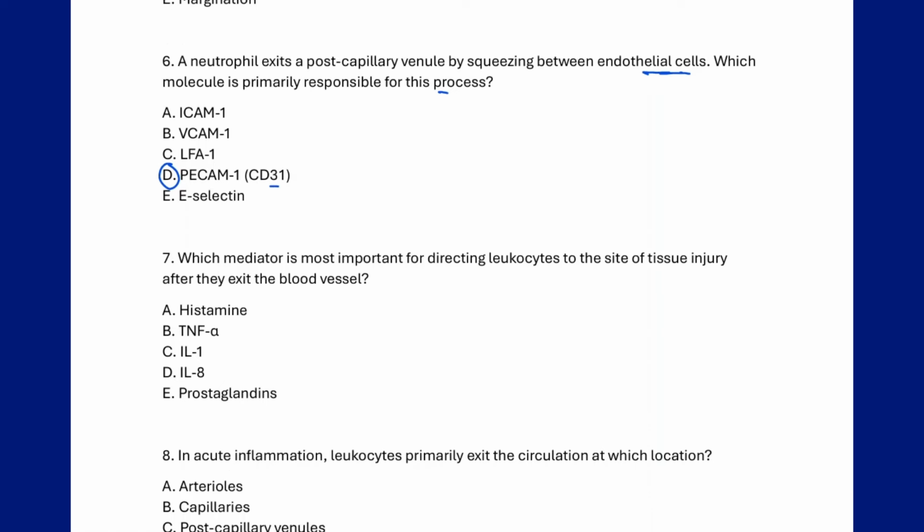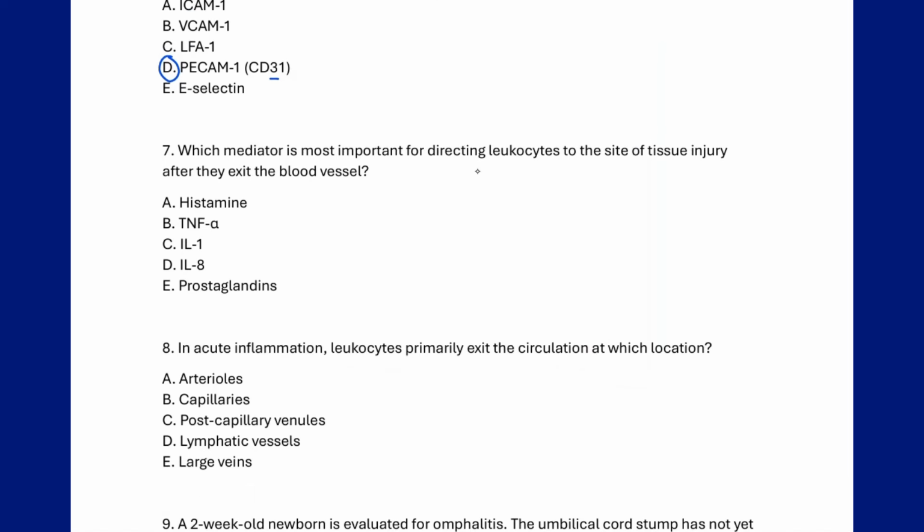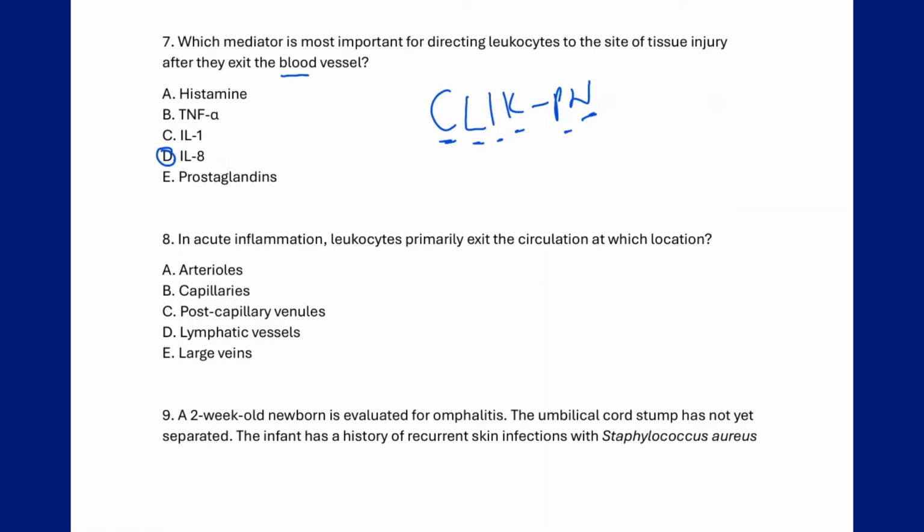Very good. Next one. Which mediator is most important for directing leukocytes to the sites of tissue injury after they exit the blood vessel? So they're asking us for our neutrophil chemotaxis. So remember C5a, LTB4, interleukin 8, kallikrein, platelet activating factor, and N-formylmethionine peptide. So the best answer there will be interleukin 8, which is D. Next one, in acute inflammation, leukocytes primarily exit the circulation at which location? Remember we said post-capillary venule. That's where they go to exit.